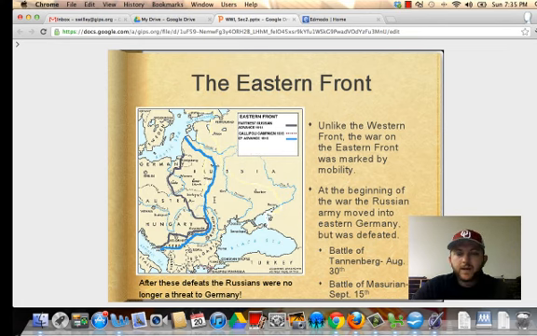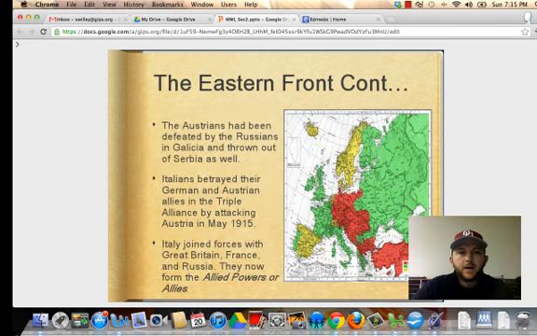Now, I told you before that Italy is going to betray the Central Powers, and they're going to move to the Triple Alliance. And so on your worksheet it says, how did the Italians betray their German and Austrian allies in the Triple Alliance? Well, basically they are going to attack Austria, and because of that they betray the Central Powers, and Italy moves over to the Allied powers. Italy is going to join France, Great Britain, and Russia, who had previously been known as the Triple Entente, but now they were called the Allied powers.